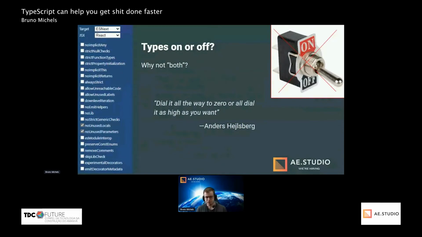So types on or off? Why not both? TypeScript has all these options that allow you to configure how strict you want to be or how much you want to relax the settings. Anders also said that you can dial it all the way to 0, or you can dial it as high as you want. You don't have to toggle a switch on or off. You can find whatever works for you in the middle. You don't have to be super strict. You don't have to be super not strict.